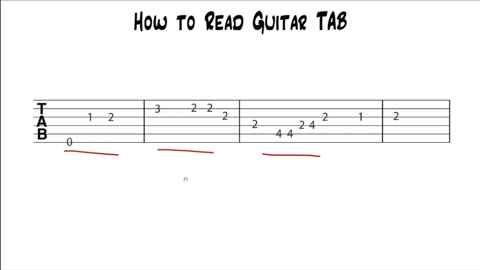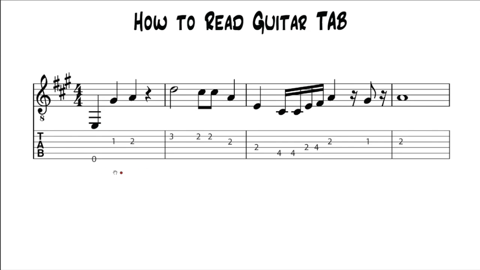Tab is showing you where to put your fingers and where the notes land on your fretboard, but it's not giving you much else. And a lot of times you're going to see tab right below standard notation. So it's actually really beneficial if you learn the basics of standard notation, because then you can use that at the same time with tab and it'll fill in all the gaps that you need.